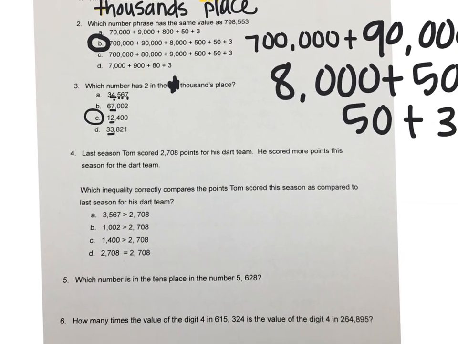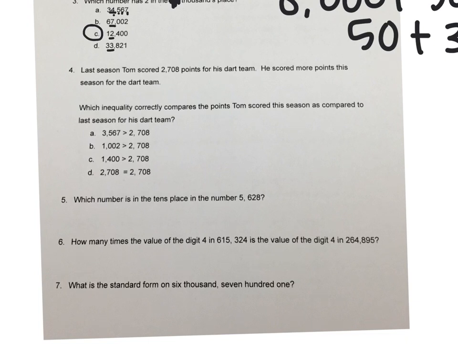Number 4, last season Tom scored 2,708 points for his dart team. He scored more points this season for the dart team. Which inequality correctly compares the points Tom scored this season as compared to last season for his dart team? Now, it tells us last year he scored 2,708, but that this year he scored more, so we know that whatever answer the number is should be larger than 2,708.